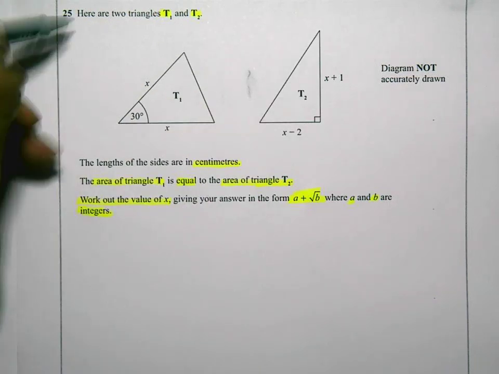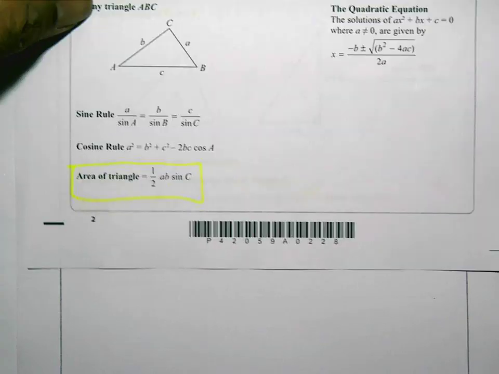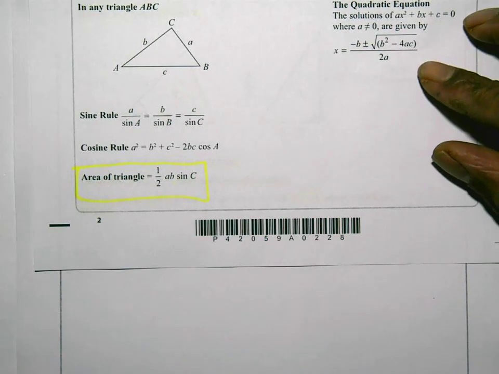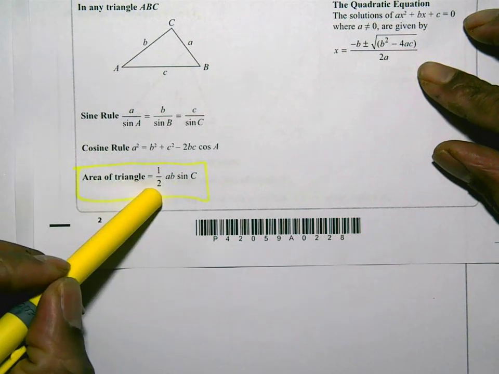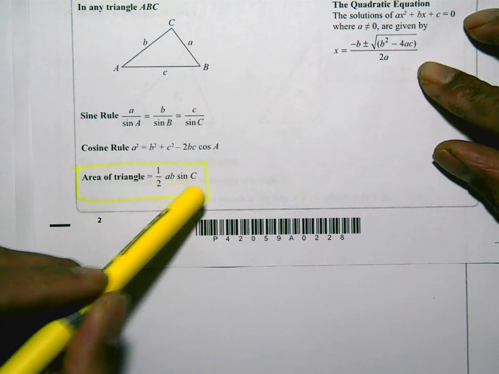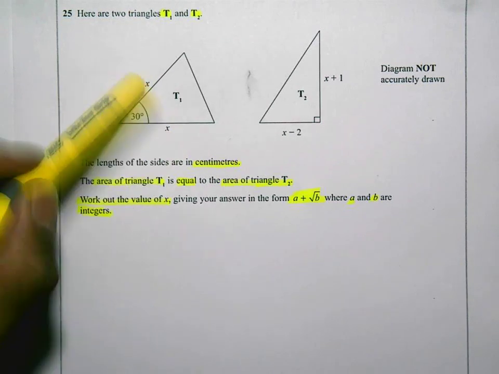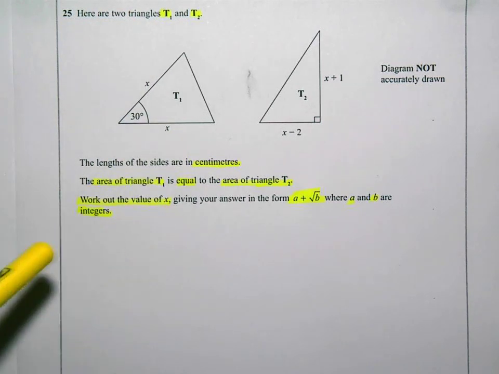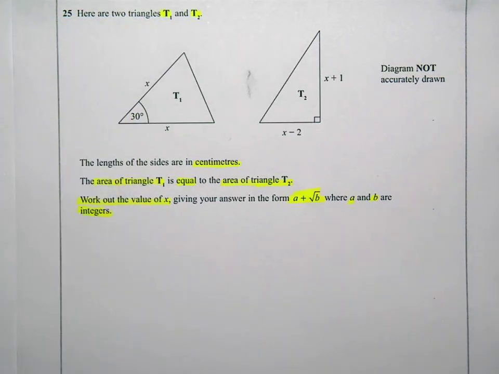So, I need to think about the formulas for working out the area of a triangle. And one of the things that comes to mind, going to the formula sheet, there's a formula here for the area of a triangle. The area of a triangle is half AB sine C. A and B are the sides on either side of the angle. So if I go back here, I know the two sides on either side of the angle are x, and the angle between them is 30. So I'm going to use that formula.